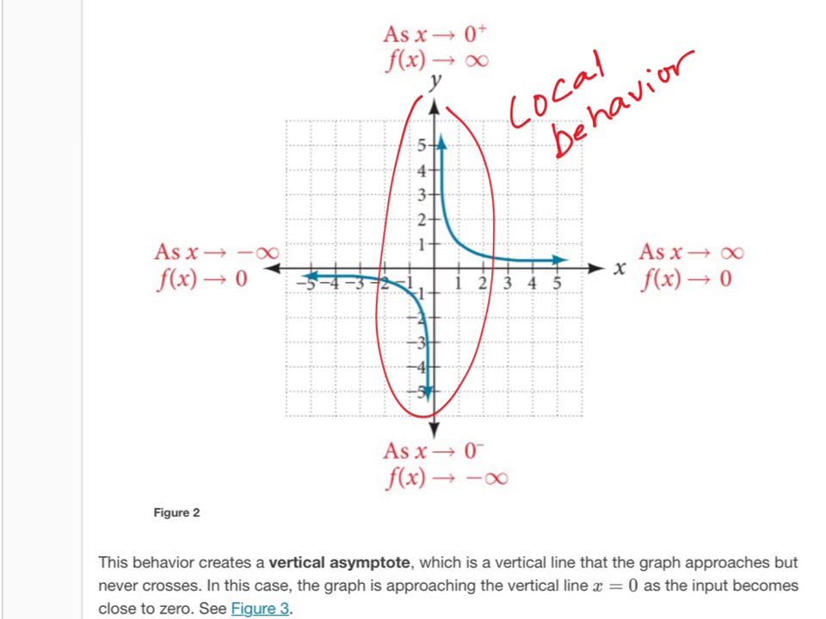Right? This behavior creates what we call a vertical asymptote, which is a vertical line that the graph approaches but actually never crosses. Okay, it approaches but never crosses.